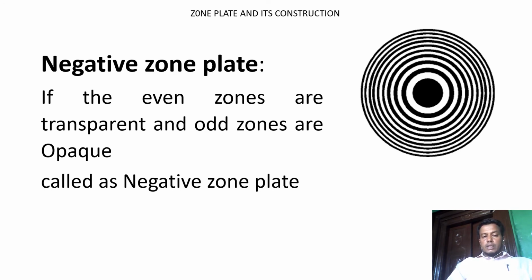A negative zone plate is one where the even zones are transparent and the odd zones are opaque. You can also define it using this picture: in a negative zone plate, the Arago spot at the center point will be completely black, and then the alternate zones will be opaque or transparent. Such a zone plate is called a negative zone plate.